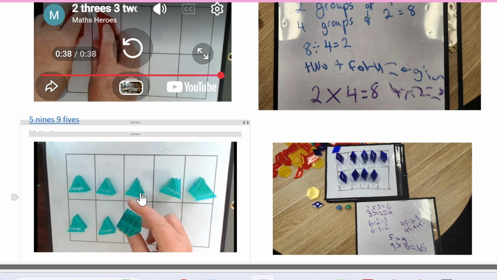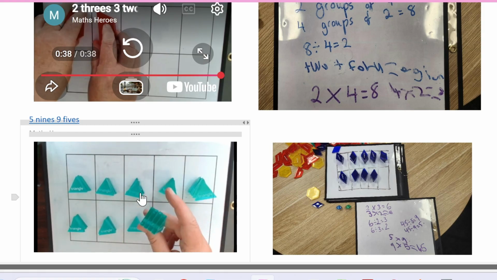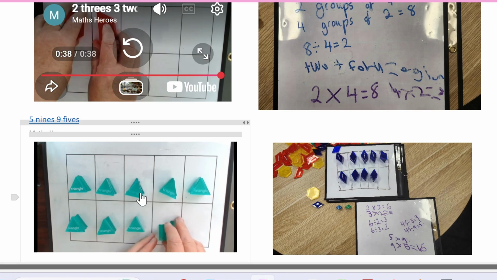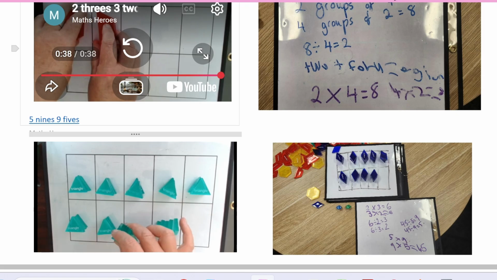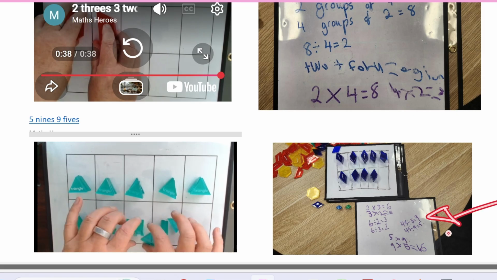So she said, "Right, we're going to take off 4 from each stack." We took off 4 from those first 4 stacks. And then we took that last group of 4 and we gave 1 to each of the other groups. So now each group has 5 in each stack. So that went from 5 groups of 9 to 9 groups of 5. And you can see the working out that we did over here on the whiteboard.